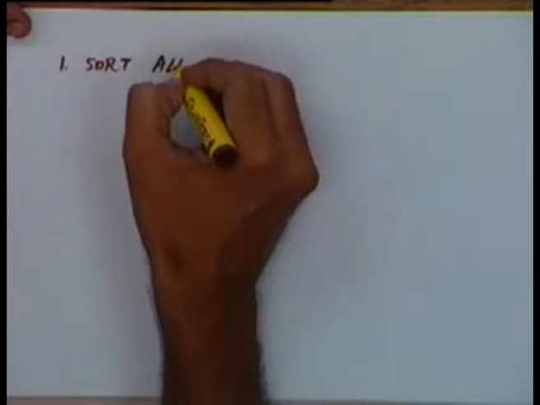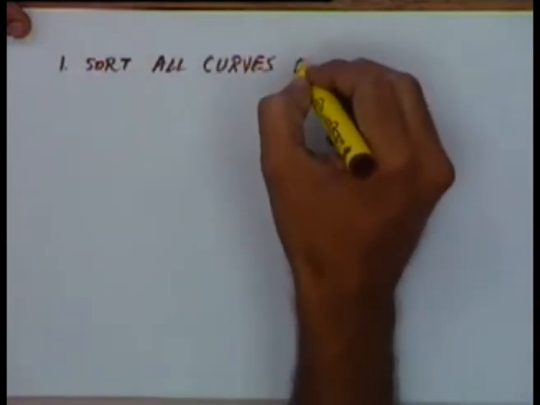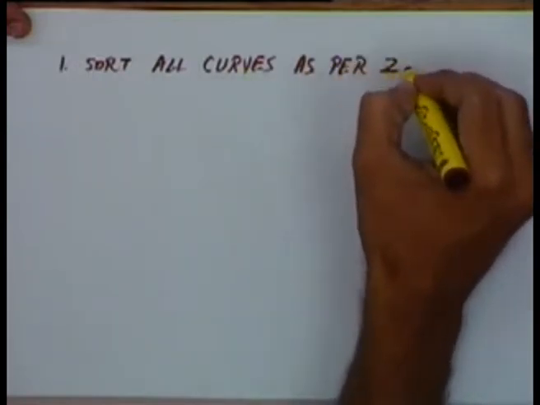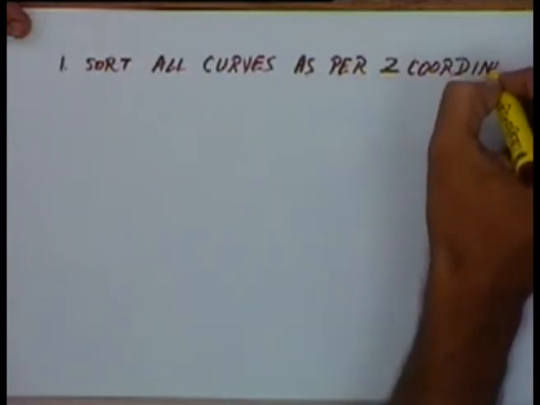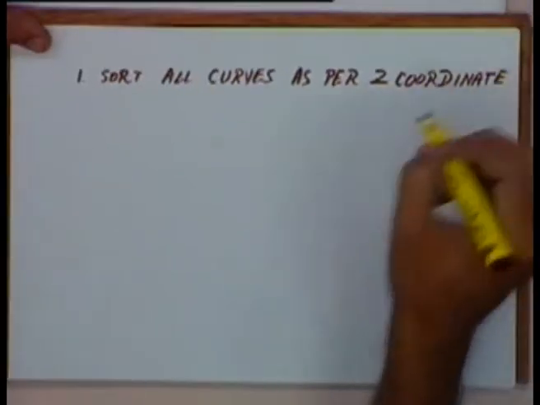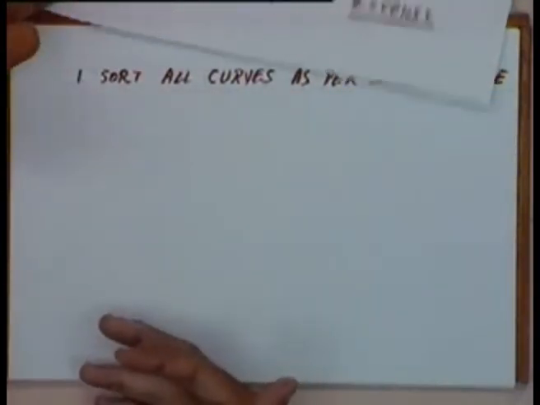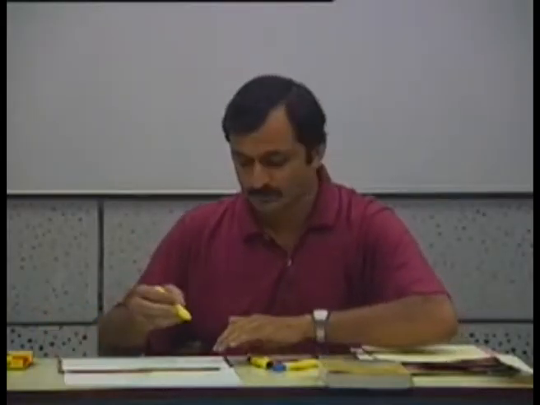So first thing we will do is sort all curves as per the z value, or as per z coordinate. The one closest to the eye will be the first curve that we will consider, and the one furthest from the eye will be the last curve.